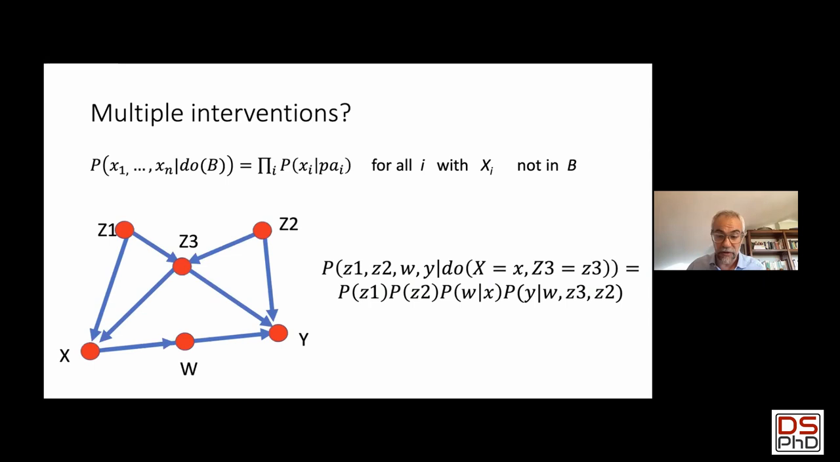In fact, you can imagine it just as intervening by erasing some arrows. So here, if I want to intervene on this graph that you see, and I want to calculate the joint probability of Z1, Z2, W, Epsilon by intervening on X and on Z3, what do I have to do?